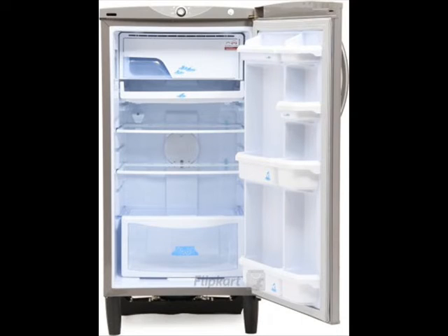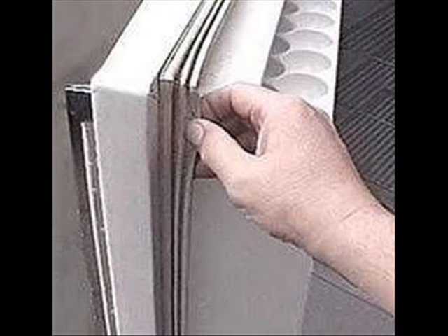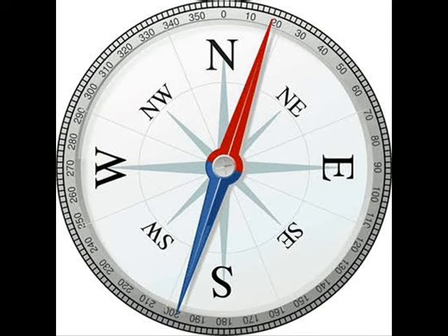One more use of magnets: we use the compass. Do you know the use of the compass? We can find directions by using the compass. If you see this compass, it has one needle. That needle helps us show which direction we are moving. We will learn many things later about the compass.